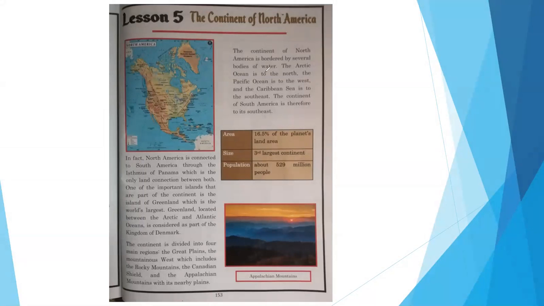The Arctic Ocean is to the north of North America. Here we see the Arctic Ocean, and the Pacific Ocean is to the west. Here we see the Pacific Ocean to the west of North America, and the Caribbean Sea is to the southeast. Here's the Caribbean Sea, to the southeast of North America.